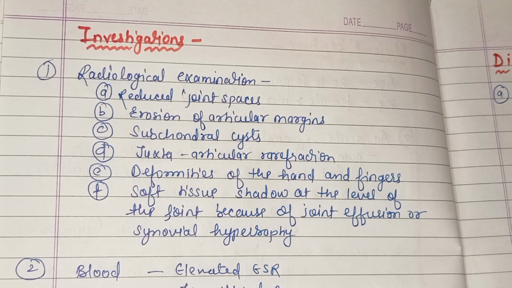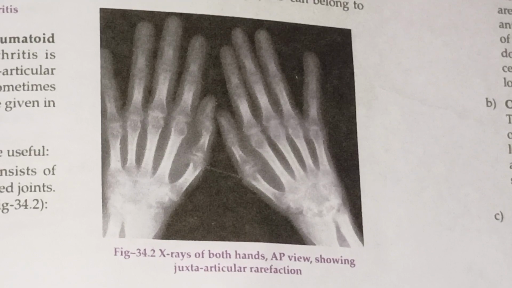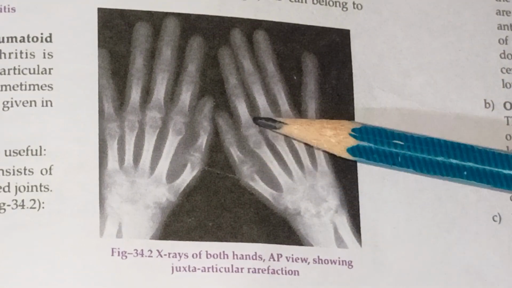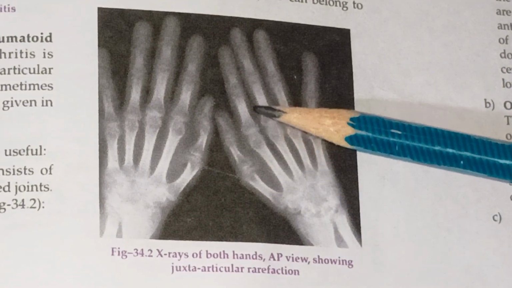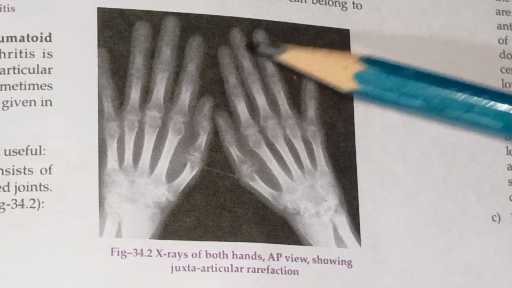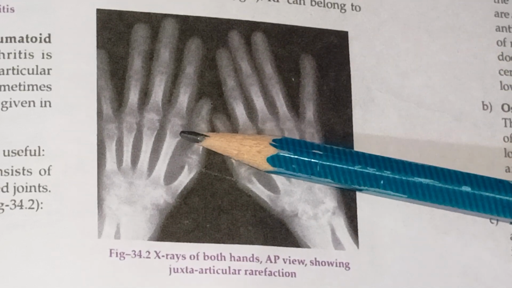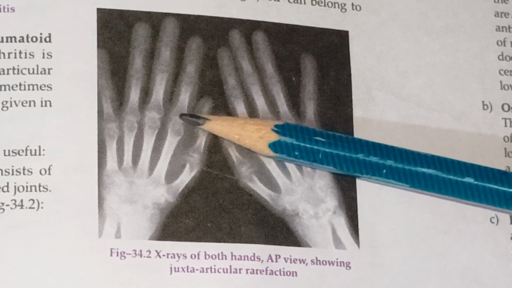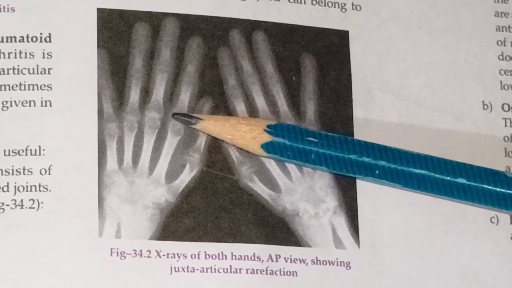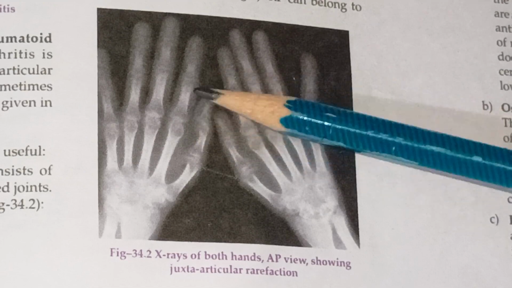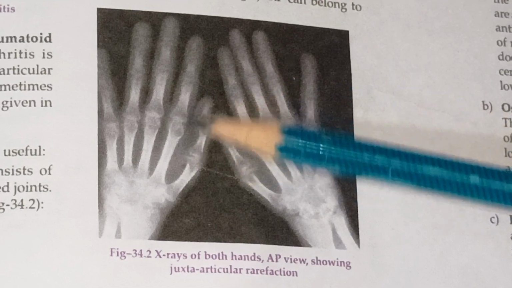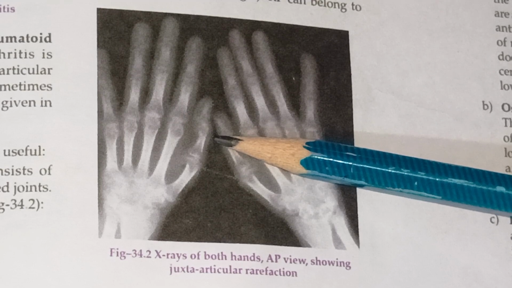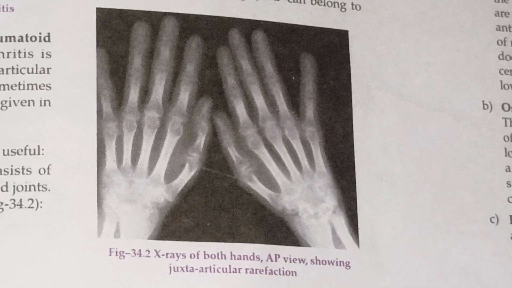Here I am going to show the radiological picture of rheumatoid arthritis. Here you can see the features of rheumatoid arthritis, that is reduced joint spaces, erosion of articular margins, juxta-articular rarefaction, soft tissue shadow at the level of joint because of the joint effusion or synovial hypertrophy.